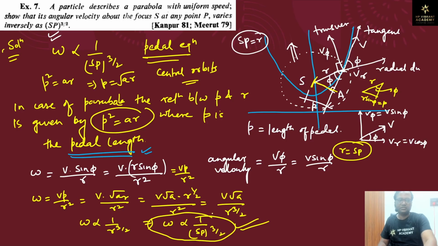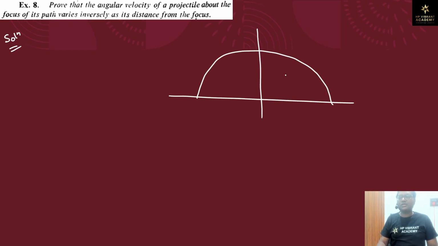Okay, let us discuss question number 8. So how can we solve question number 8? Prove that the angular velocity of a projectile about the focus of its path varies inversely as its distance from the focus. Okay, so what is the concept of the projectile? Let us consider a projectile like this, and we have a directrix. Let us consider this as a focus and let us take this point as P.